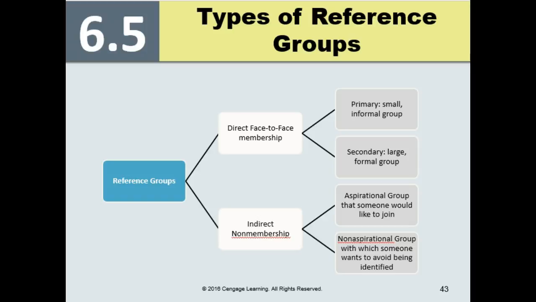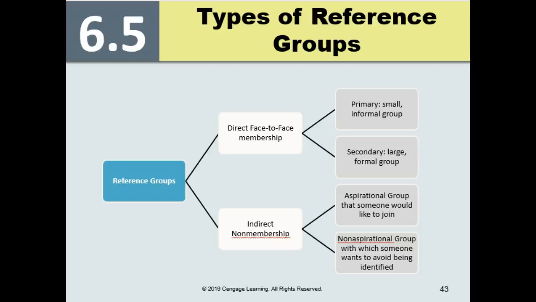People associate with secondary membership groups on a less consistent basis, not very regularly, and it tends to be on a more formal basis. These could be clubs or groups, professional groups that you would be part of, religious organizations, things like that.